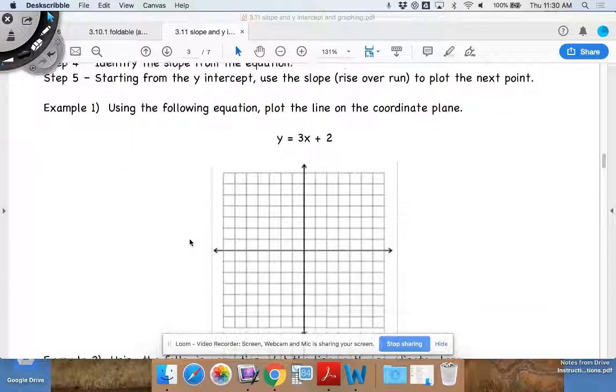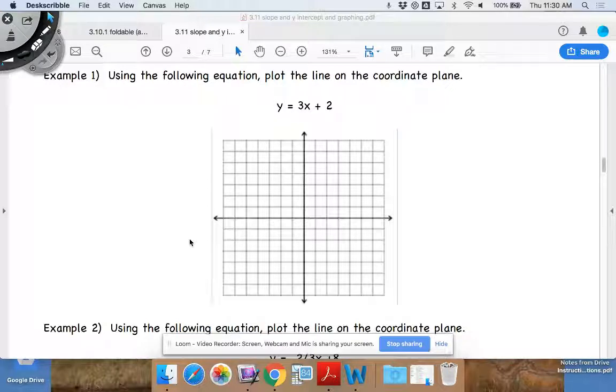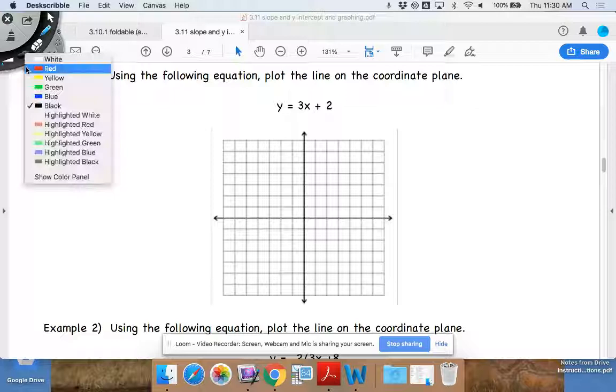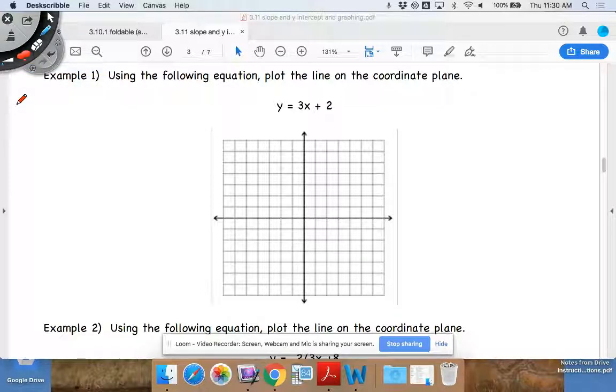I put the steps at the top. We're going to actually just go do it. Using the following equation, plot the line on the coordinate plane. Okay, first thing, is it in y equals? Yes. So easy because it's already in y equals for us. Second thing, we're going to identify the b. So what's the b? 2. That's the first thing I'm going to plot. I'm going to go to my y-axis, and this is positive 2, so I'm going to put a dot at positive 2 on the y-axis.